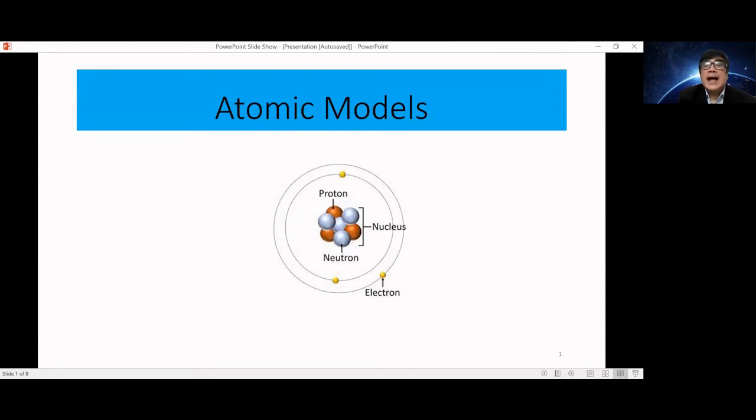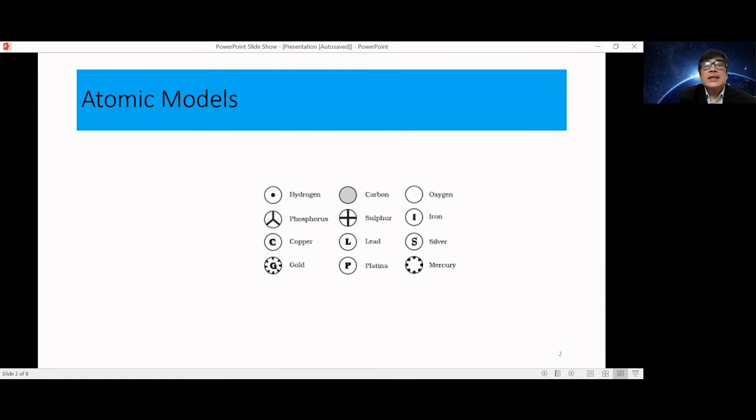Slide number 1, atomic models. As everybody knows, and we can see on the screen that proton and neutron are the constituents of the nucleus, and electrons are orbiting in shells. That's the fundamental concept. Here we see various spheres. This is a model which was proposed by Dalton, a school teacher.